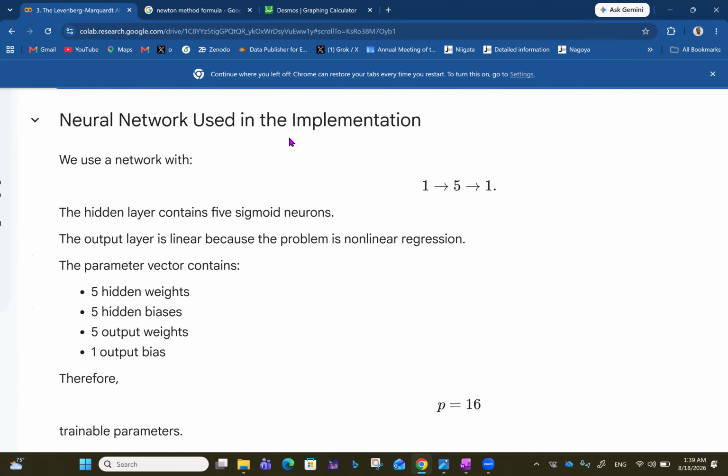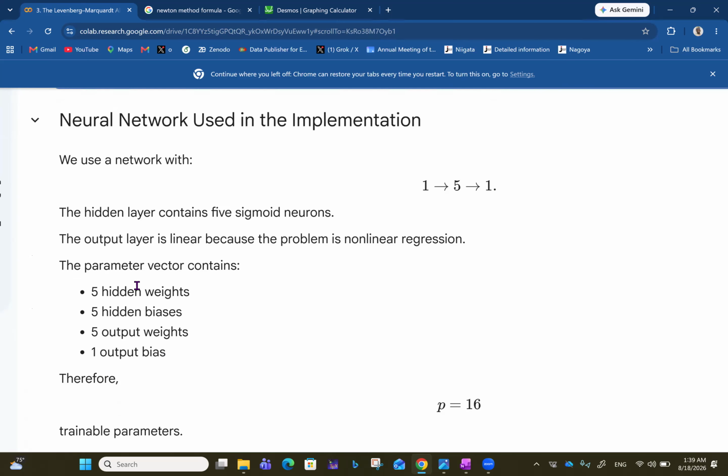Now imagine the neural network used in the implementation. We use a network with one input, five hidden neurons, and one output. The hidden layer contains five sigmoid neurons like that. So it means we are going to have more things to deal with. The output layer is linear because the problem is a nonlinear regression. So the parameter vector contains five hidden weights, five hidden biases, then we also have five output weights and one output bias.